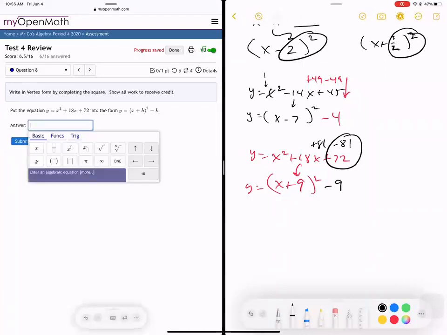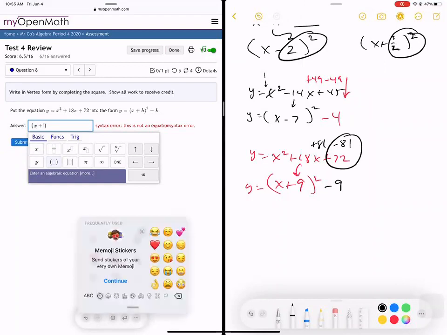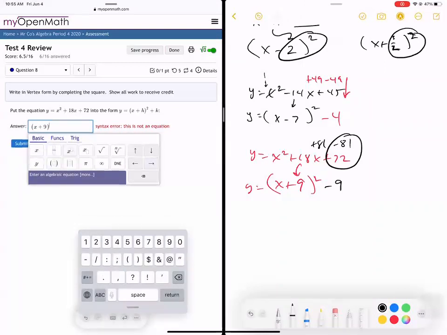Okay, let's go ahead and fill it in. Parentheses of x minus, not minus, x plus 9. Oops. X plus 9. We're going to square that. And then kick that over with a minus 9. Okay, and again, syntax error. It's because they want us to write y equals in the front. Okay.